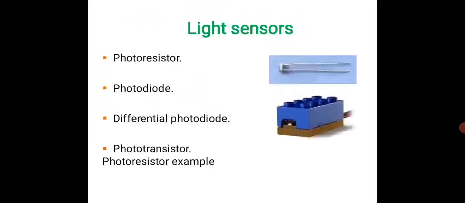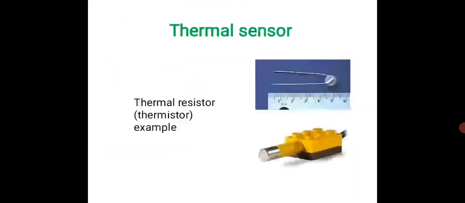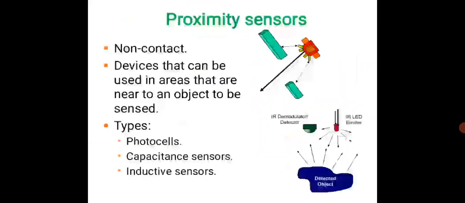And these are light sensors. Of course, we are familiar with light sensors, which you would have done in our basic courses: a photoresistor, photodiode, differential photodiode, phototransistor, and you can see in this picture two types of sensors represented. And thermal sensor, otherwise called a thermistor. Of course, we know that once the temperature varies, the resistance also varies. And these are proximity sensors. Proximity sensors are used to detect where the object is located, whether it is near or far. Normally it is non-contact, and devices that can be used in these areas can sense that an object is near.